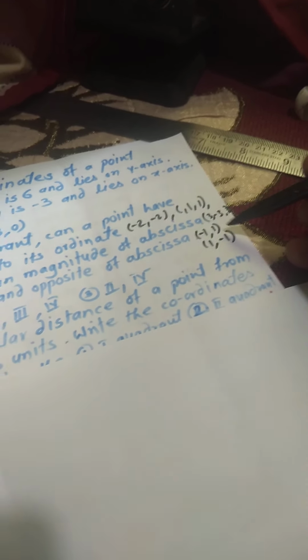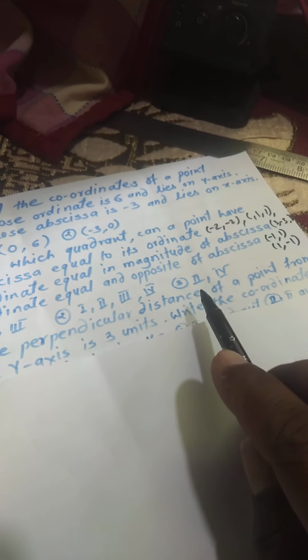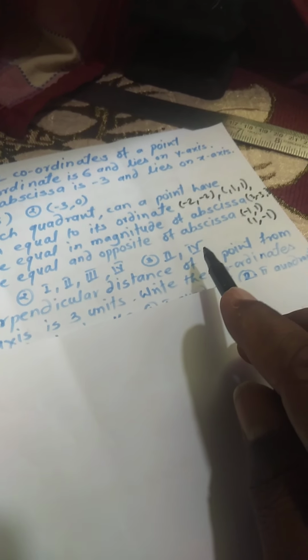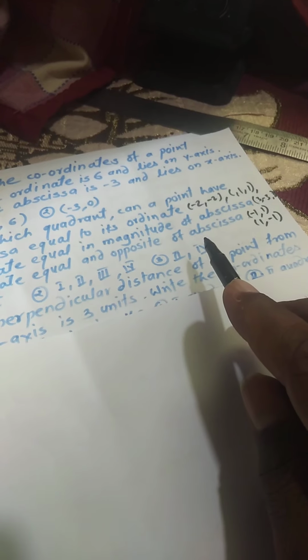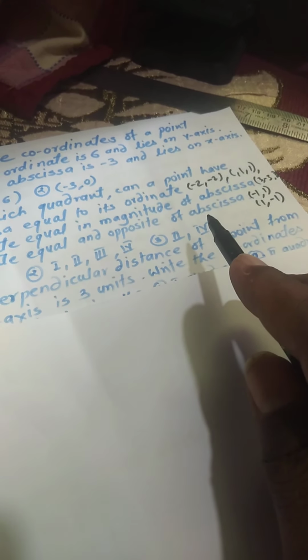Negative, positive. Negative, positive means second quadrant, and positive, negative means fourth quadrant. Means these points will lie in the second and fourth quadrant. Clear, students? Having any doubt? Okay. Now on to the next.